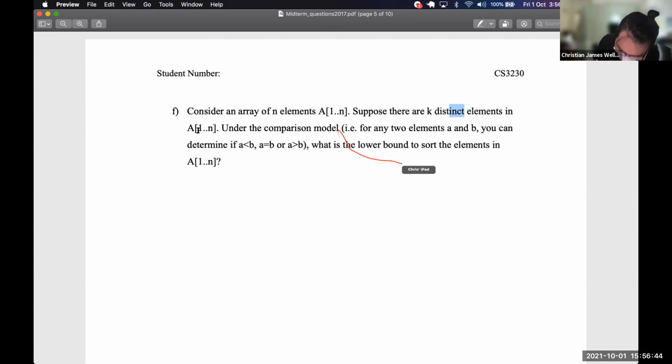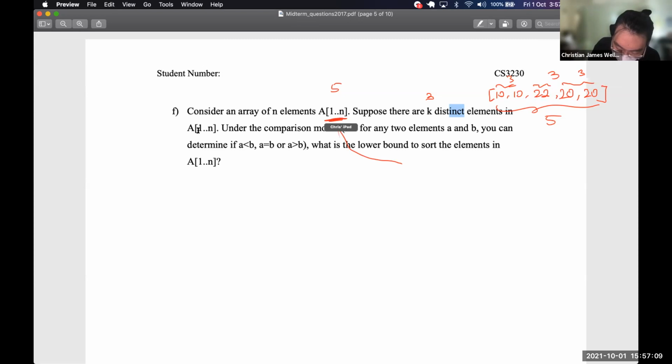Okay, k distinct elements, so 3 distinct elements. Maybe there are 5 elements. What it means is that it can be something like 10, 10, 20, 22, 20, 20, something like this. So there are 5 elements, but there are 3 distinct elements. I don't know if this means 1 to n or not. I forgot the notation, but the point is that there are 3 distinct elements and 5 elements in total.